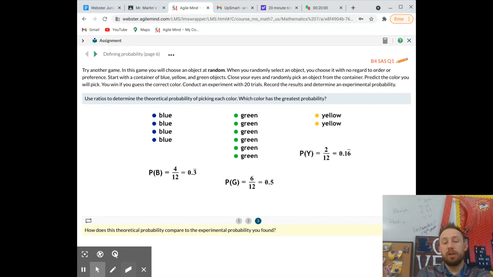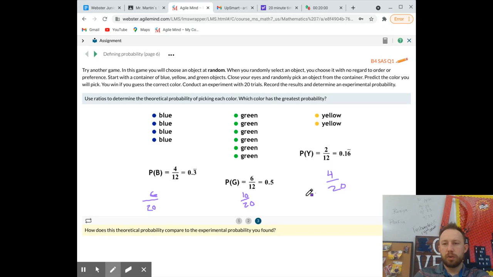All right, so does this theoretical probability compare to the experimental probability that we did just a second ago? Yes. It was pretty close, wasn't it? What did we get again, Haley? We got 6 blue, 10 green, and 4 yellow. All right, so we got 6 out of 20. We had 10 out of 20. And then we had 4 yellow.